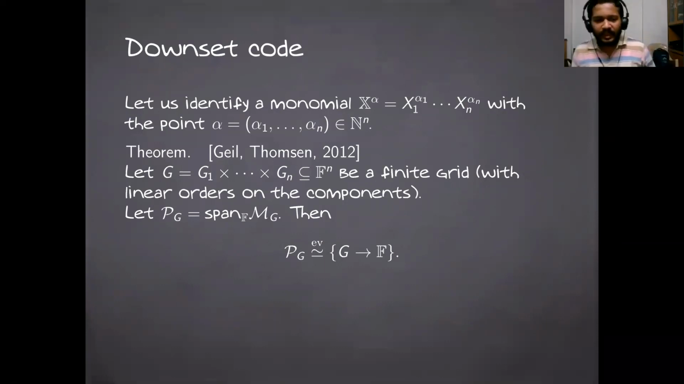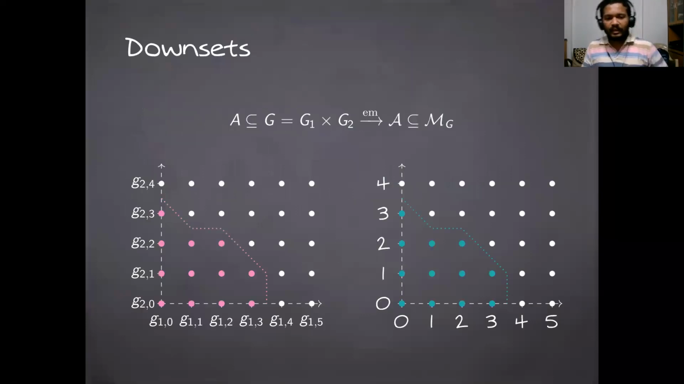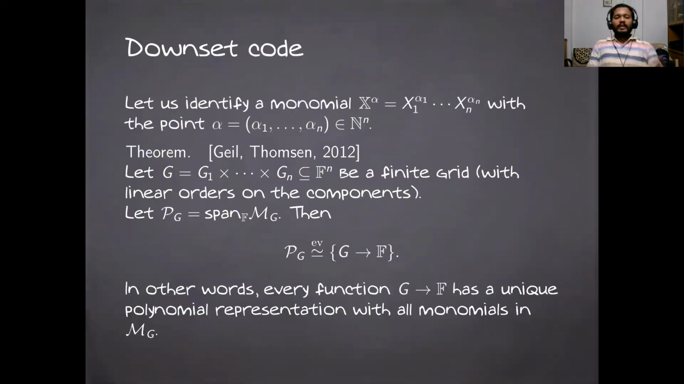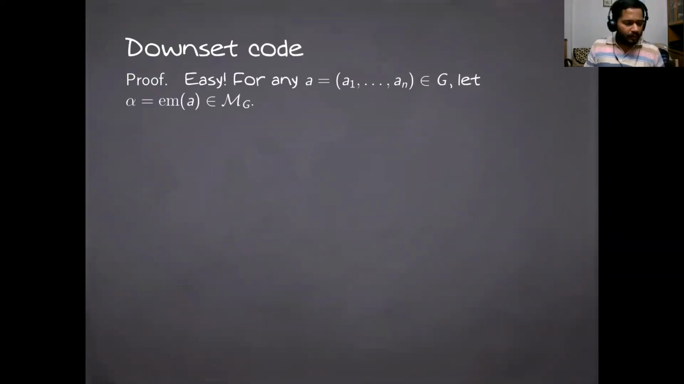It's a very, very classical result. Essentially, if we go back to this diagram, we have a grid G here. Every function on this grid can be written as a linear combination of monomials coming from the grid on the right. That is what it says, and it can be represented uniquely. In other words, every function has a unique polynomial representation with all monomials in M sub G. It's quite easy to prove, so I'll skim through it very quickly.